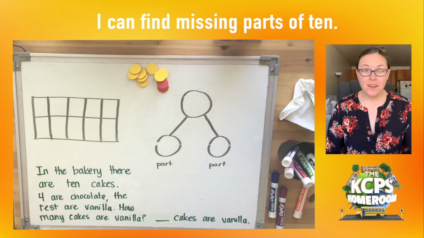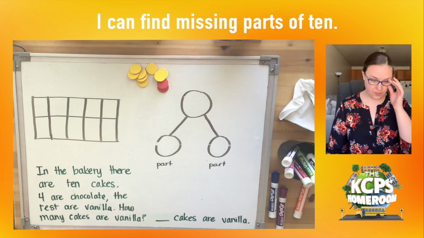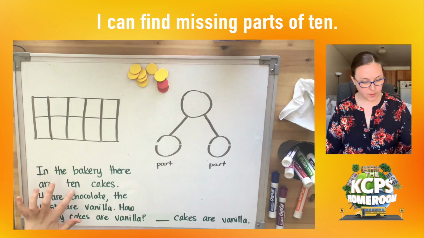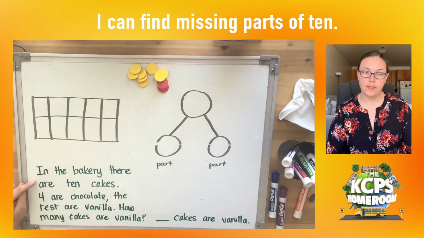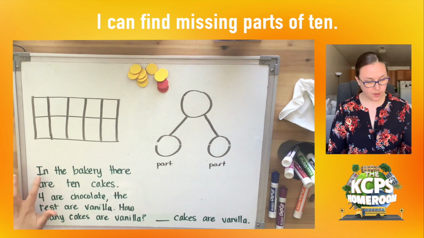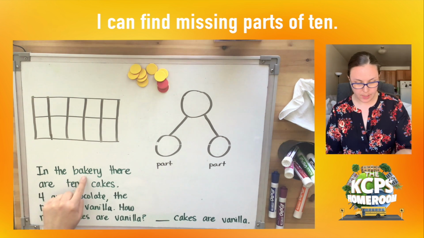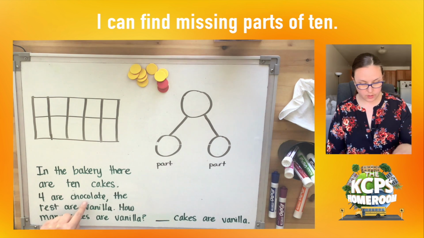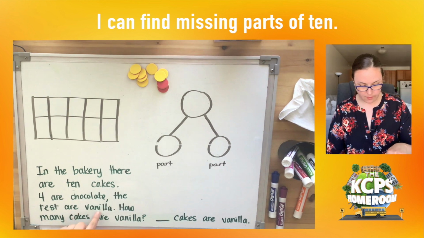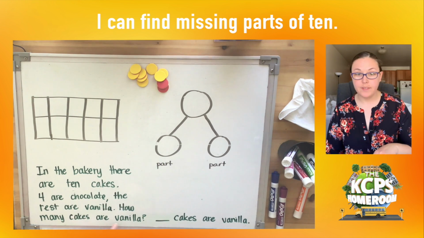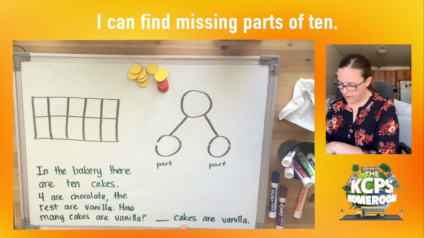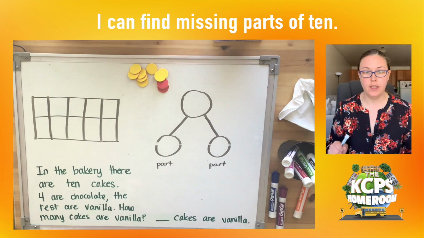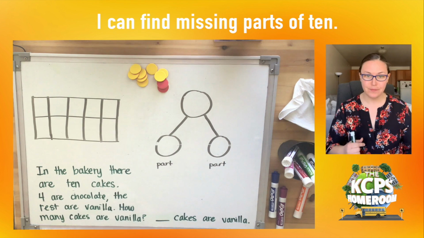All right, friends, here we are with our second problem and a clean workspace. So let's get started. First, we're going to read the problem that I have here in the lower corner. This problem says, in the bakery, there are 10 cakes. 4 are chocolate, the rest are vanilla. How many cakes are vanilla? So I already have over here an answer statement saying some cakes are vanilla, and we're going to fill that out at the very end of our talk.